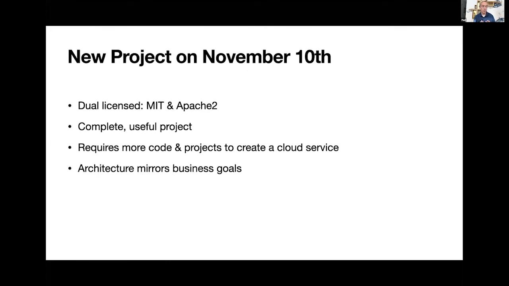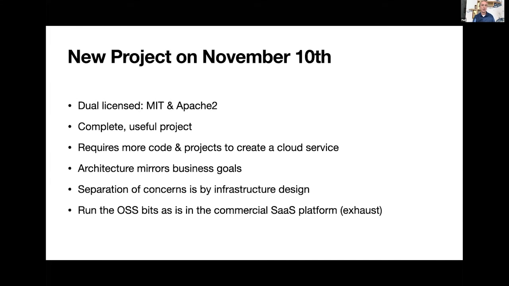And one of the things we did with this project is we wanted the architecture of the software to mirror the business goals of the project itself. So what that means is the software is actually made of multiple different pieces. One of these pieces is open source and some of these other pieces are closed source, and that's by design, right? The separation of concerns is actually part of the infrastructure software design, but it also mirrors the business design. And one of the things that we really wanted was to run the open source bits as is in the commercial SaaS platform. So what that means is those open source bits are actually just exhaust. These are things that we would have had to build anyway to deliver the SaaS platform that we want to deliver. And the fact that we can open source them is a bonus.